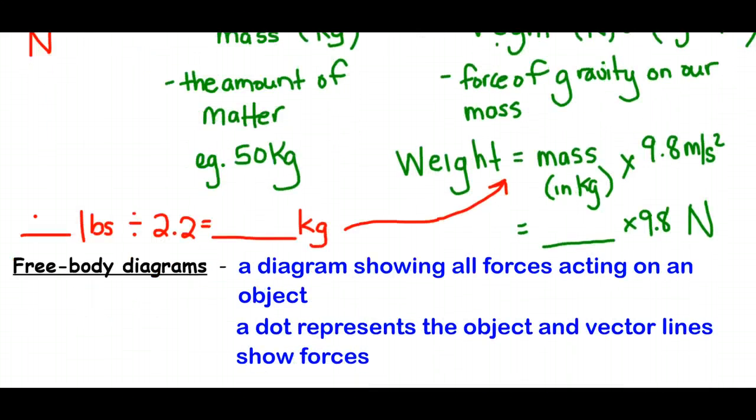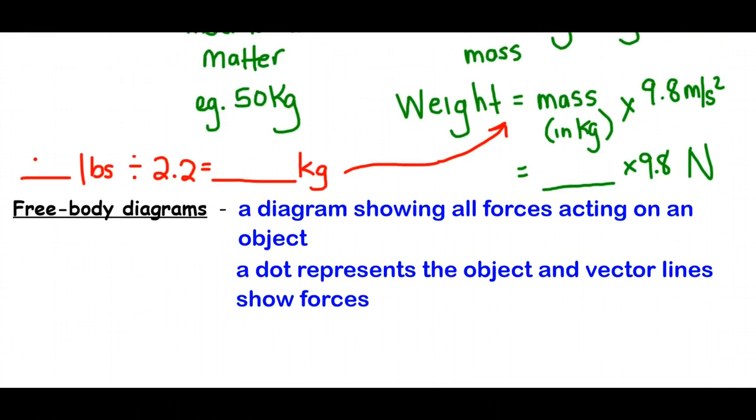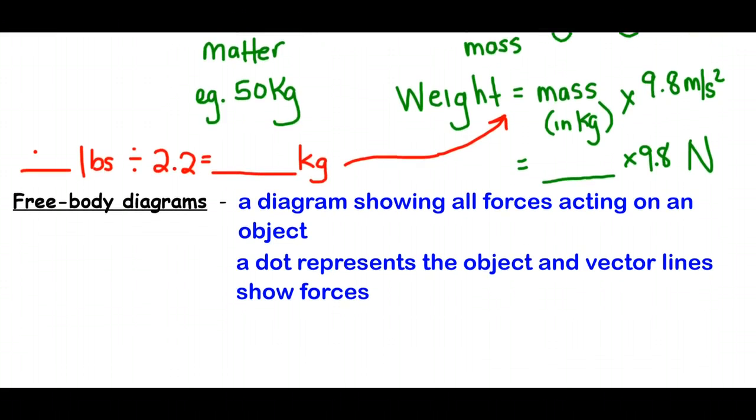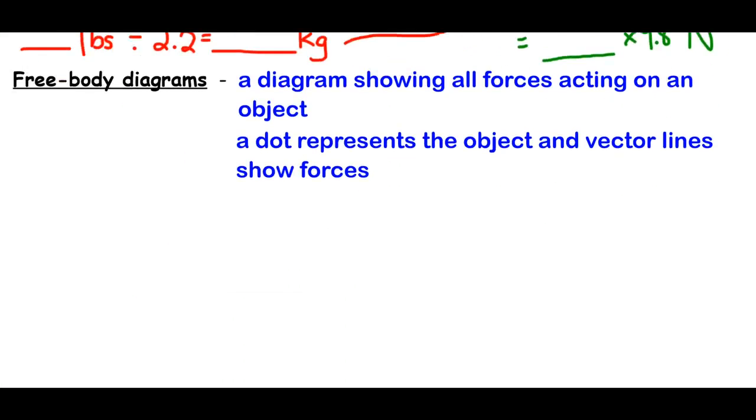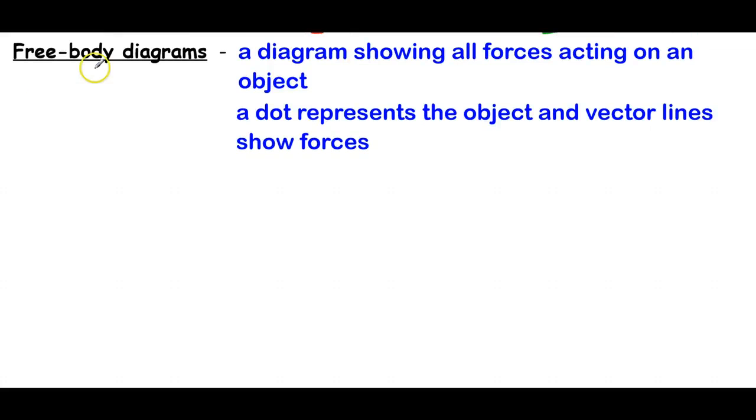Okay. Now we want to know how to draw diagrams that represent all the forces acting on an object. And so this is something called free body diagrams. A free body diagram shows all the forces acting on an object, and we use a dot to represent the object and vector lines to represent the forces. We're just going to look at 3 examples, and I think you'll get the hang of it.